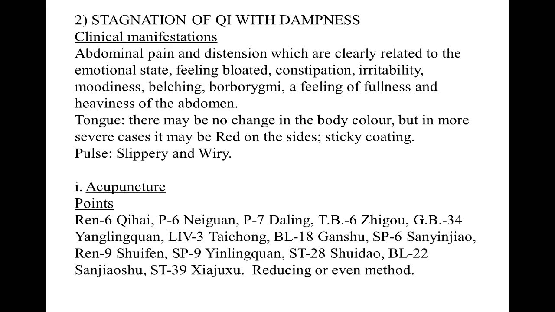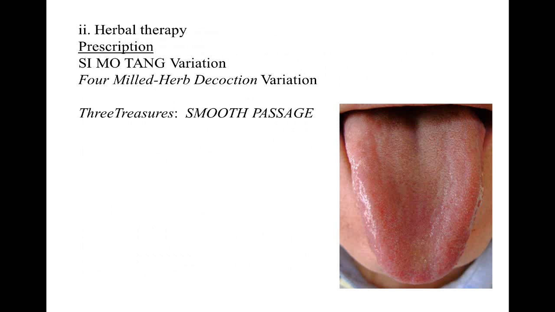So the points we've already mentioned are very similar to what we already mentioned. The only difference here is that we have points to resolve dampness. Spleen 6, Ren 9, Spleen 9, Stomach 28, and Bladder 22 to resolve dampness. And acupuncture is very effective for most of these syndromes. And the remedy for this is called Smooth Passage, which we're going to describe in more detail very soon.